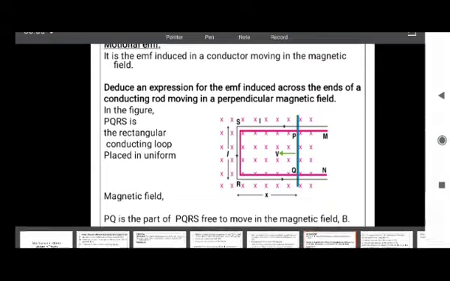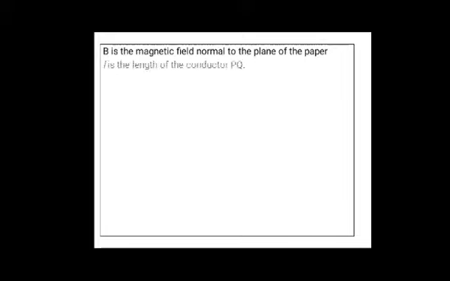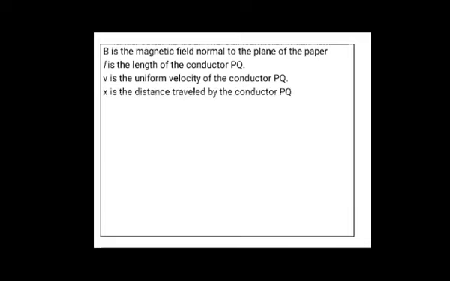Next, B is the magnetic field normal to the plane of the paper. So capital B is the magnetic field, L is the length of the conductor, v is the uniform velocity of the conductor PQ, and x is the distance travelled by the conductor PQ.